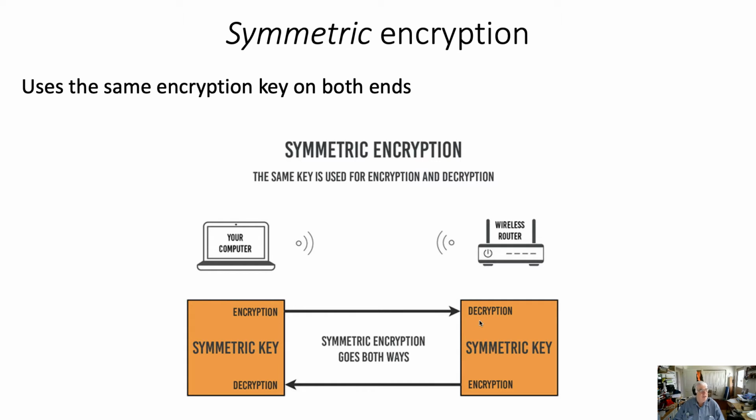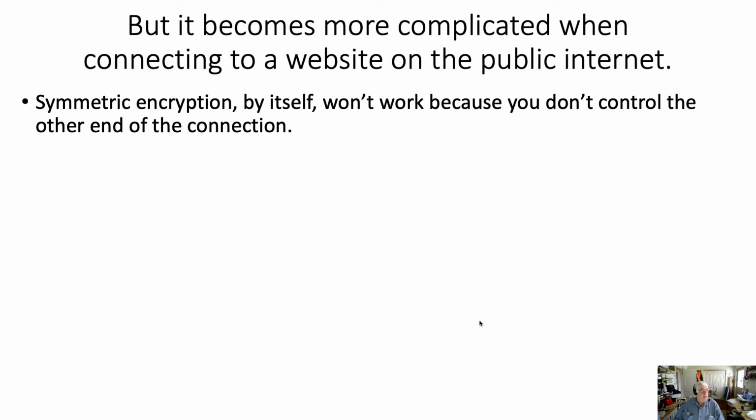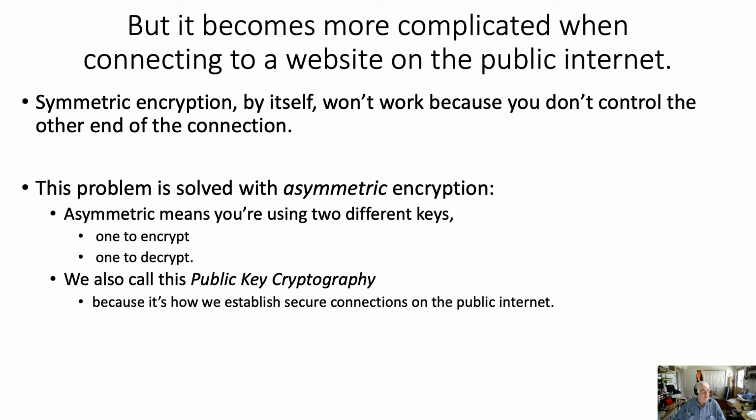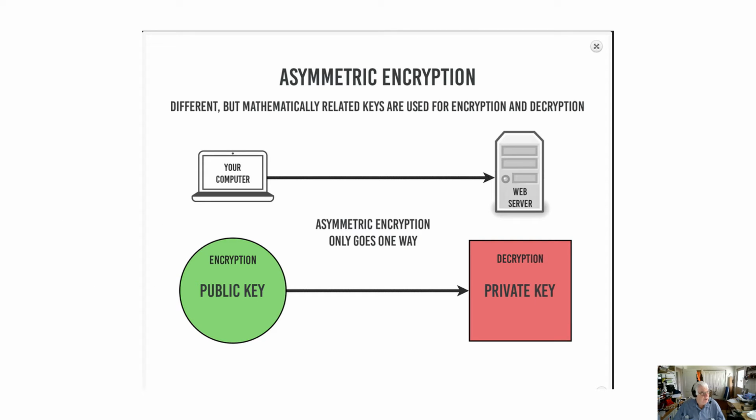So if you have symmetric encryption, you use the same encryption key on both ends. So, for example, when I was at Parker Tobacco Company, we had a computer in Maysville and a computer in Lexington. We had an encryption key on both ends. We controlled both ends, and we could have very secure encryption. It becomes more complicated when you're on a website, though, because you don't control both ends. Symmetric encryption by itself won't work because, like I say, you don't control both ends.